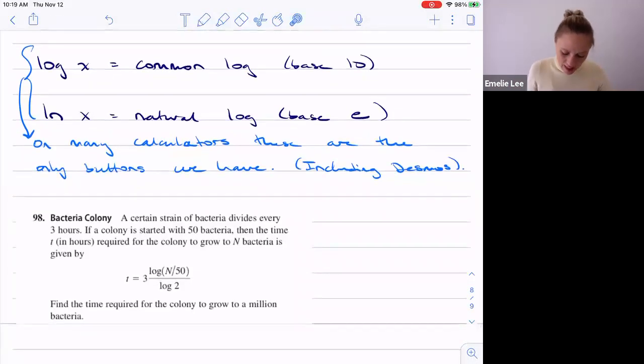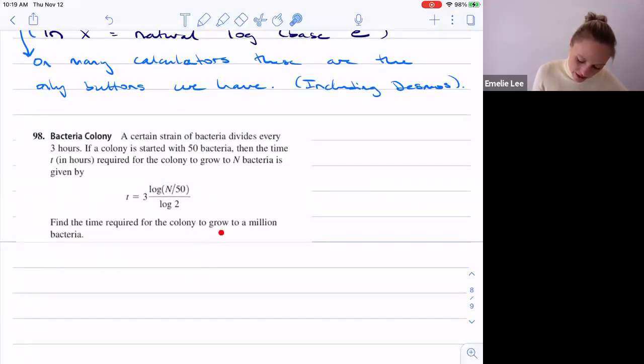Okay, so the reason that I kind of halted here was because, hey, there's just the log no base, right? And so that's when I remembered I hadn't introduced the common log yet. But so the time is how long it takes for this thing to grow to n bacteria. So 3 times the log base 10, right? Or just log of n, so that's the number of bacteria that we're at, divided by 50, probably the initial bacteria, presumably, divided by log 2. Okay?